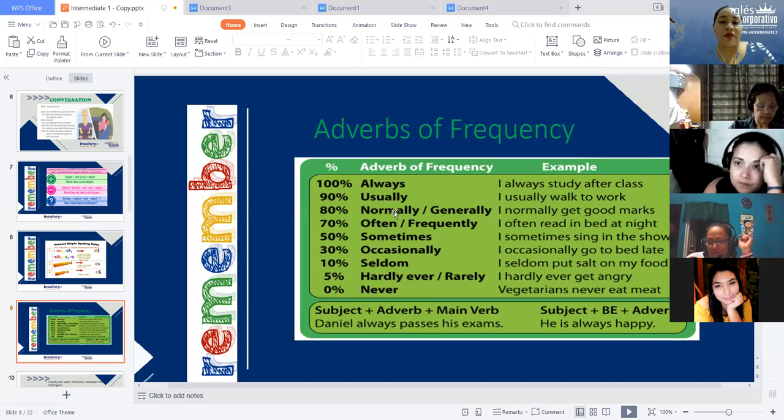Here we have something that we need to remember regarding the adverbs of frequency. The adverbs of frequency can be used either with the simple present itself or with the simple present of the be. It depends on what type of sentence you want to say, right? So in the simple present, we are going to have subject plus the adverb plus the main verb, for example, Daniel always passes his exams. So let's remember that if we have simple present, we are going to have the subject, then the adverb of frequency in the middle of the subject and the verb. And if we are going to have simple present of the be, we are going to have subject plus the verb be plus the adverb of frequency. Like it says, he is always happy, right?